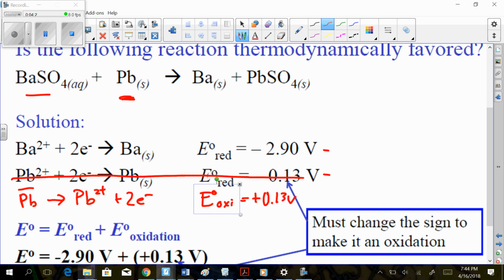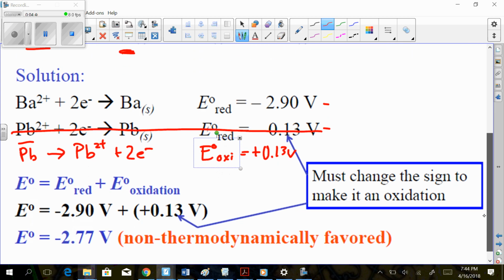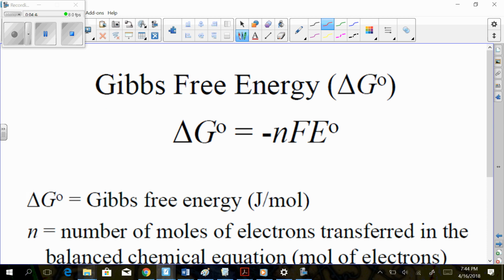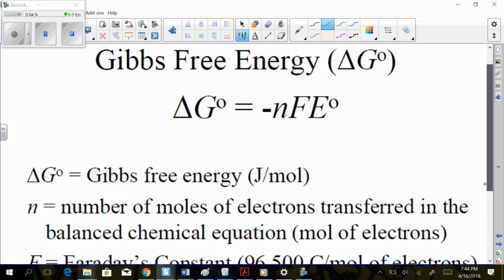This is now going to be a positive number, so I'm just going to take that off. We have negative 2.9. The oxidation potential is 0.13. If you add those two together, you get a negative E naught cell. So this reaction is not thermodynamically favored.